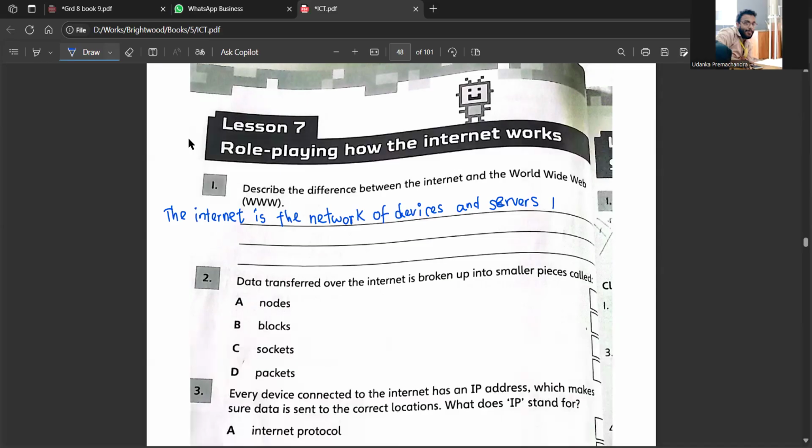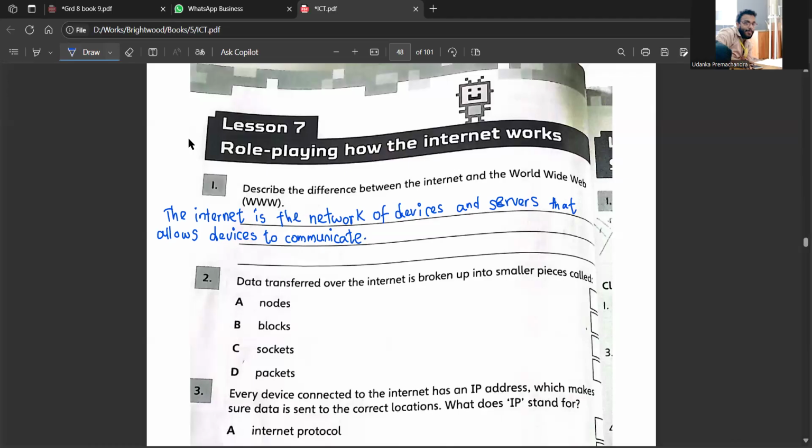That allows what? Devices to communicate. It gives a chance to communicate. That's the internet. The internet is a network of devices and servers that allows devices to communicate.